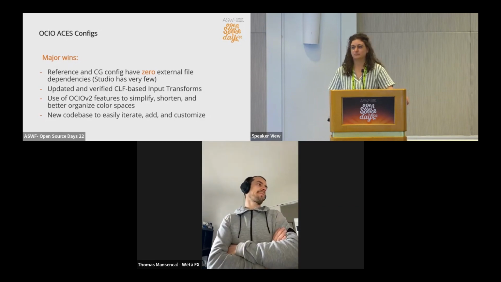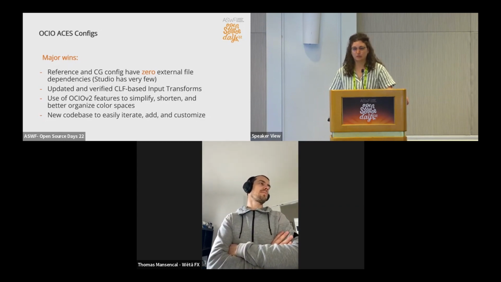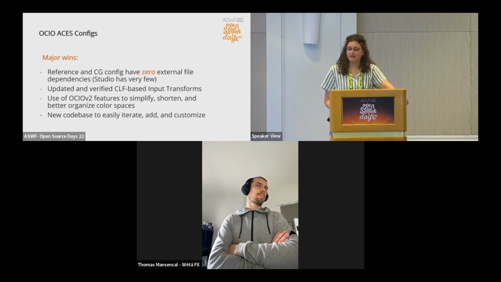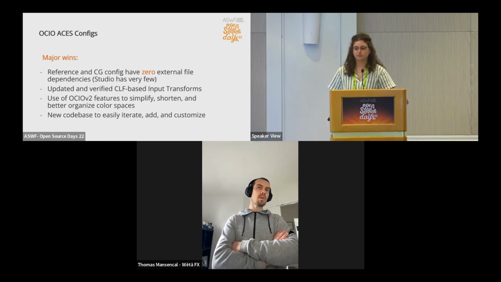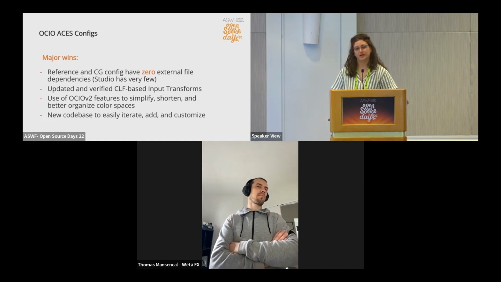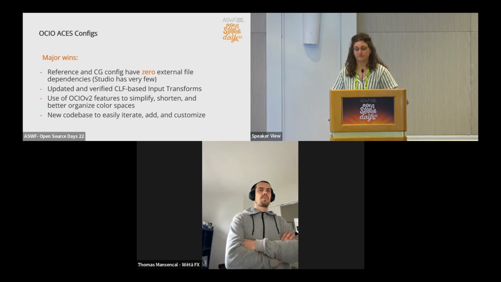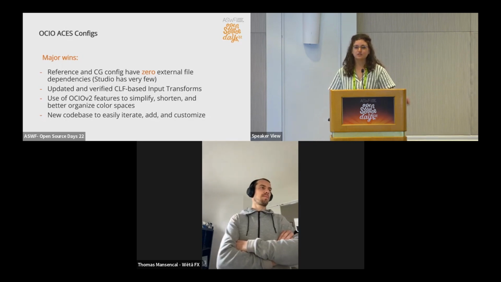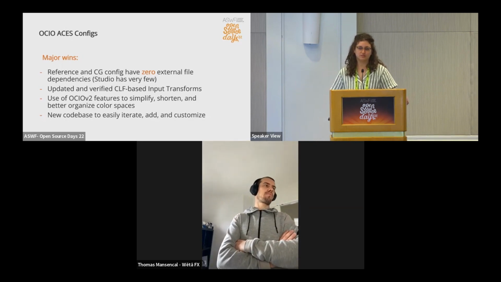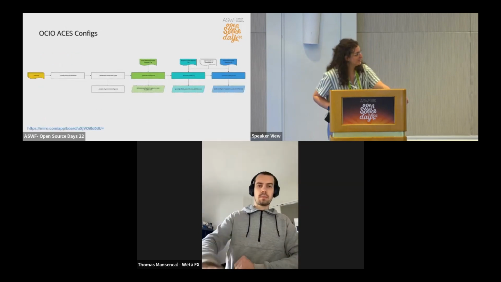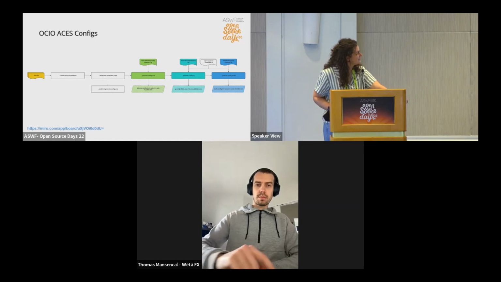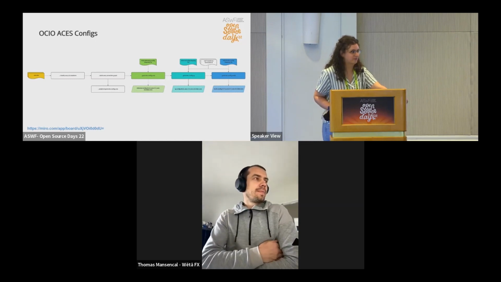So there might be some external file references for the studio config. And then, like I said, we're using all those OCIO v2 features to simplify, shorten, and better organize all of these color spaces. We're looking for feedback on all of that, and just make it easier for all of you to use and customize. And I'm going to hand it to Thomas, who is dialing in all the way from New Zealand, to talk a little bit about exactly how we've done this code base.